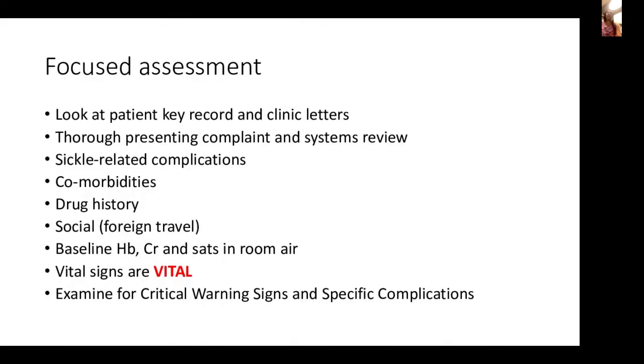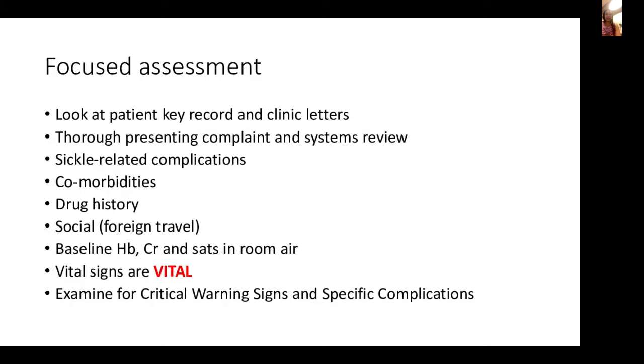So in an assessment, it's good to look at the patient's key record and clinic letters. You're really looking at previous sickle cell complications, the pertinent things to pick out. What complications have they had? Do they have any other comorbidities, for example, asthma or PEs or anything else that could be affecting or compounding the sickle cell crisis? You want to know the drug history.